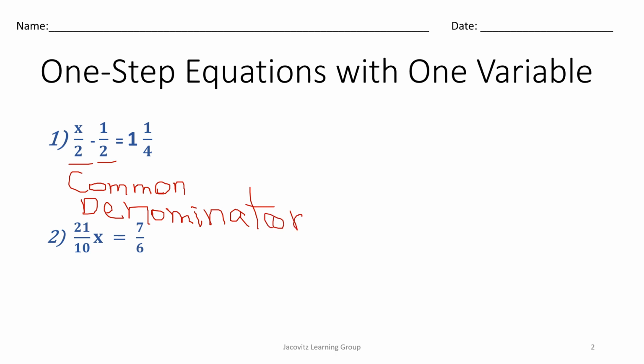So if we want to get ourselves a common denominator, all we have to do is turn this into a proper fraction, because right now it's mixed. So this is 4 times 1 is 4, and then 4 plus 1 is 5, so that's 5/4. And over here you've got to get this 10 and this 6 together. Probably a number both of them go into would be 30. You could also do 60. You can't do 25, you can't do 20, and you can't do 40. So it has to be something that they will evenly divide into.